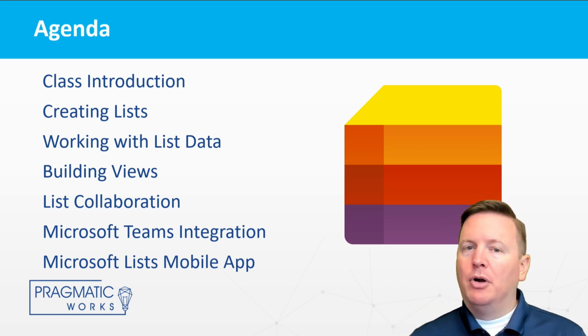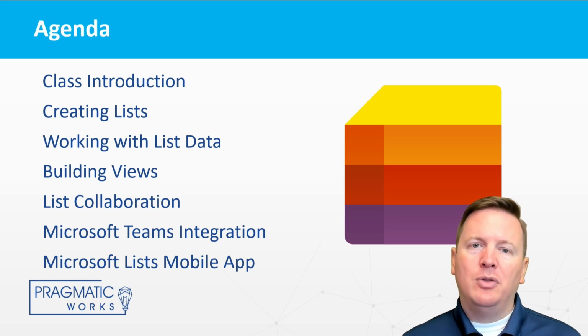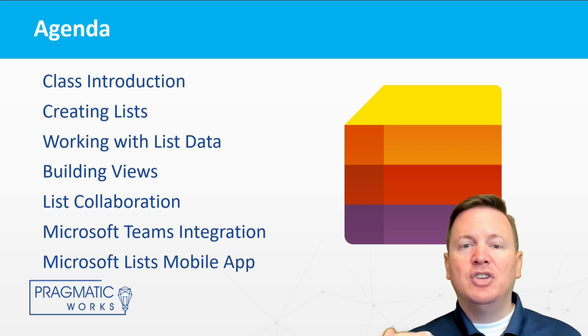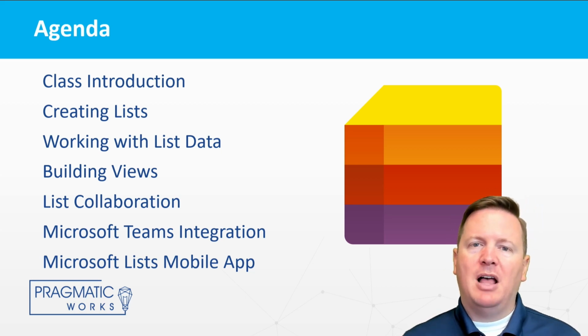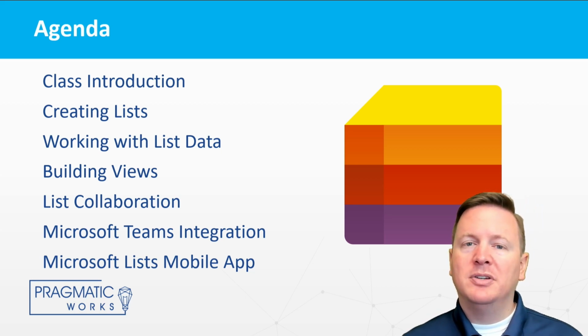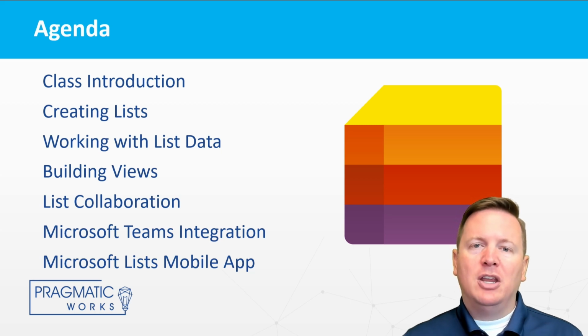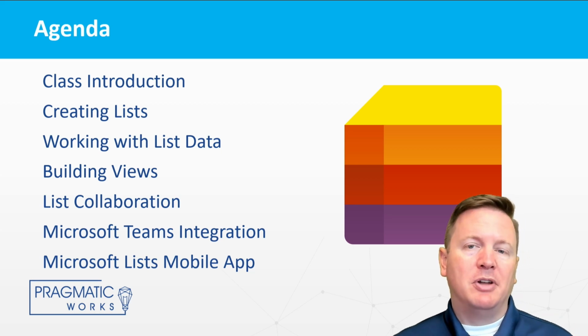We'll walk you through how to build your own custom views, so how you can have a view that can very easily display data in just the format that you want to see it in. And then we'll talk about list collaboration. List collaboration is the idea of how to share a list with others, and then once you've shared it with them, how do you then collaborate via the comments capability built in?